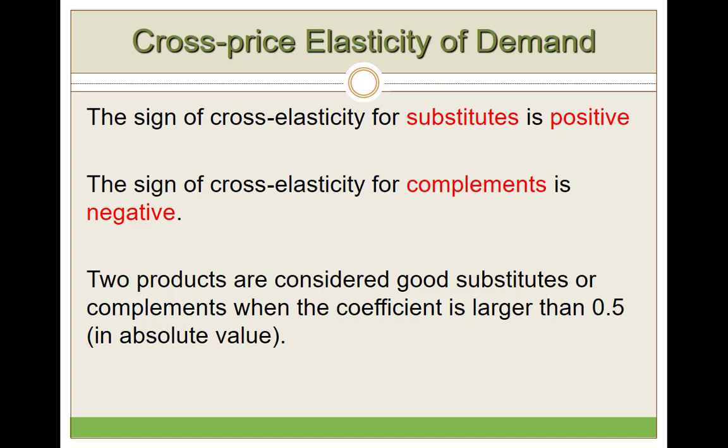There's also the good substitute or bad substitute idea. Products are good substitutes or complements if the value is larger than 0.5. So you might get 2, that's a very good substitute, for example. You might get 0.3, that's not a good substitute. There must be another substitute. So A and B may not be substitutes. Maybe there's a C product, yeah, product C, that would command a higher cross price elasticity. So keep that in mind too.